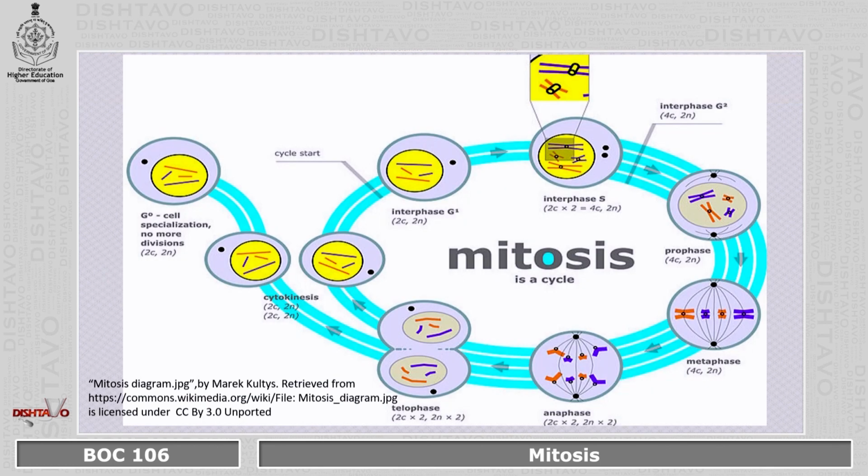This is the figure which explains the mitosis cycle. The cycle starts with the interphase: G1, S phase, and G2 phase. In G2 phase, the cell prepares itself to go into the mitotic cell division and starts with the first phase, that is the prophase, second phase metaphase, anaphase, telophase, and then the telophase is accompanied by the cytokinesis, where the cell divides into two new daughter cells. Some cells go into the resting phase, that is the G0 phase.